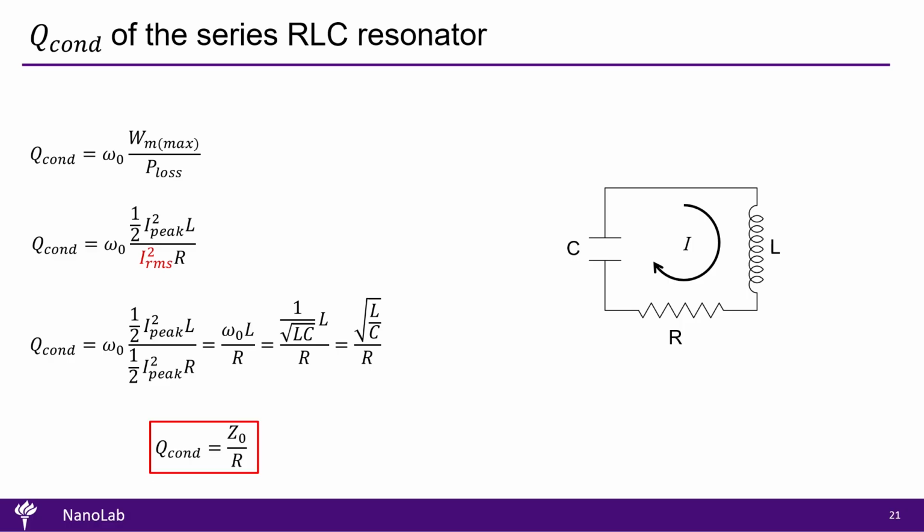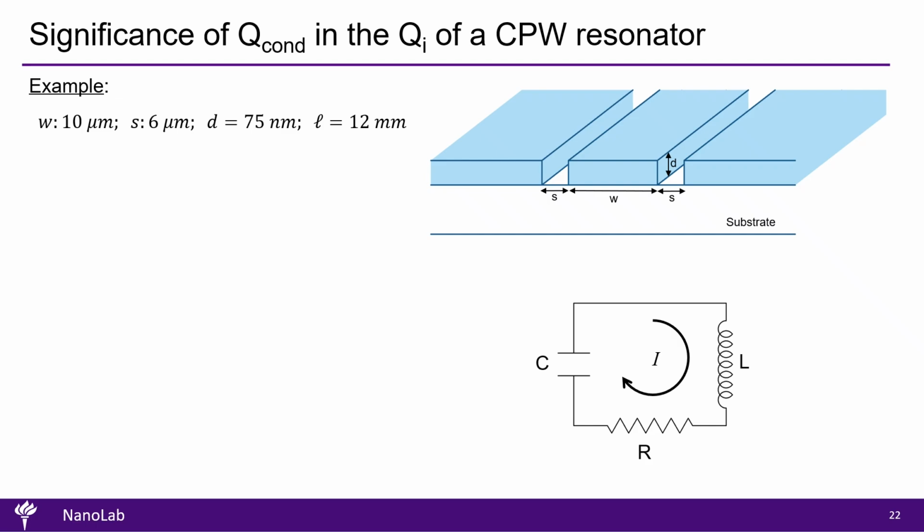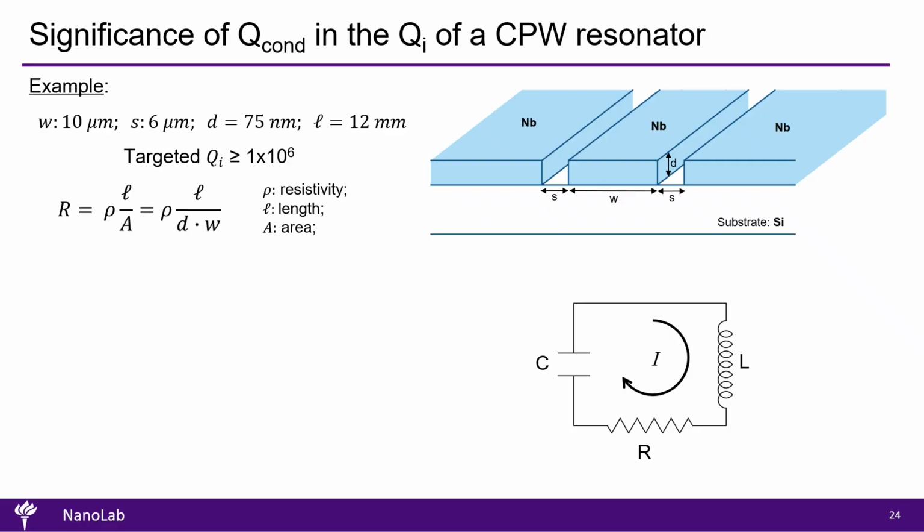Armed with our expression for Qcond, let's now apply it to a practical example of a CPW resonator with dimensions commonly used in quantum circuit development, and see how significant the effect really is. For simplicity, we'll again use the series RLC model. Suppose our target Qi for this application is on the order of 1 million or higher, which is typical in quantum circuits. To estimate the resistance of the center conductor, we first need the resistivity of the material. In this case, let's choose niobium, a commonly used metal.